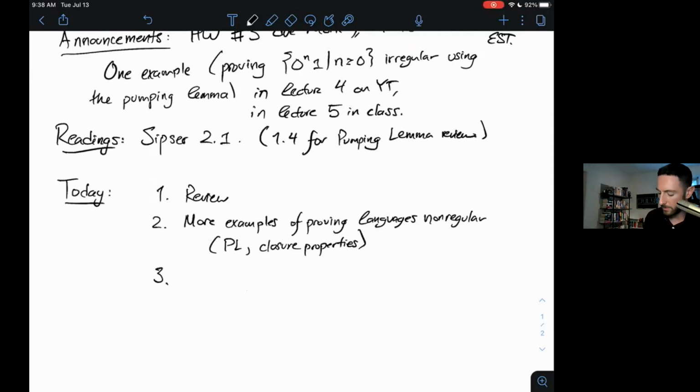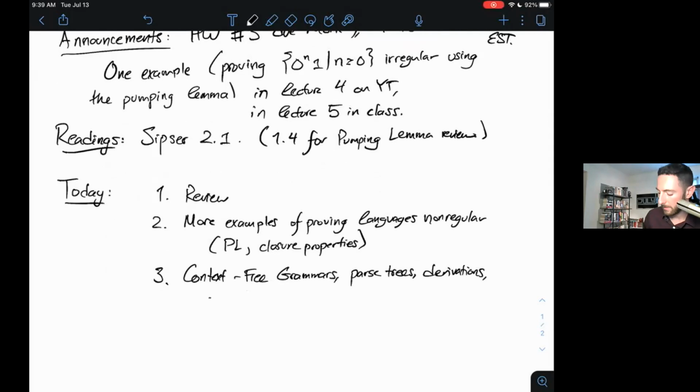Then we'll introduce context-free grammars, and parse trees, derivations, etc. So the basic concepts that have to do with context-free grammars.